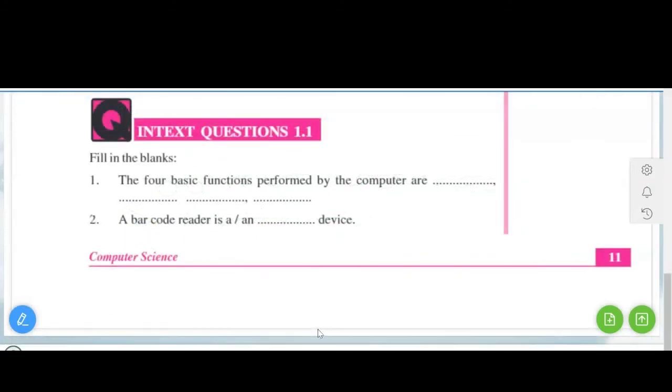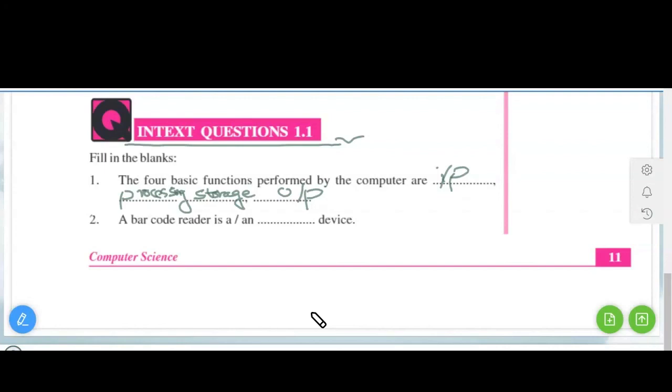Now this is the first exercise that you are going to see. In text question 1.1, these are important, you can note down the answer. The four basic functions performed by a computer are: one is input and one is output. The other two are processing, which is what the CPU does, and memory, which is used for storage.